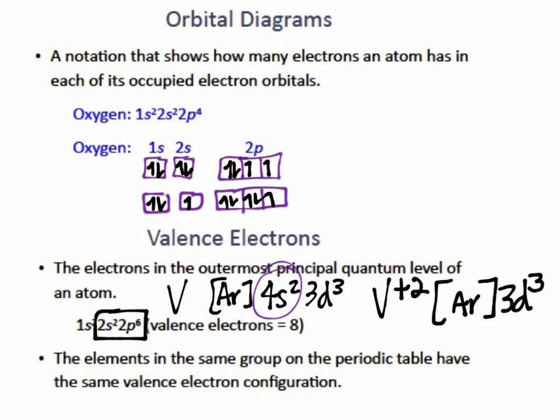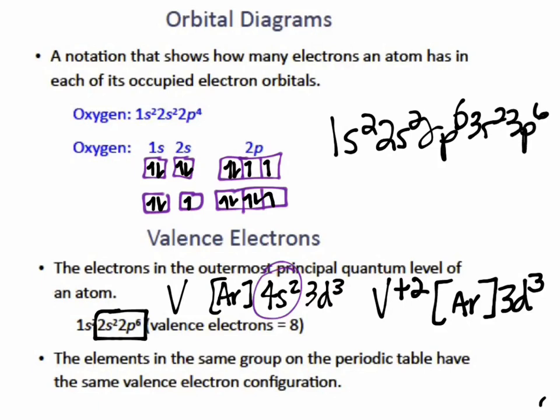It would be like if I were to do 1s2, 2s2, 2p6, 3s2, 3p6, 4s2, 3d10. Then my valence electrons are going to be my last s and then p orbital. So there's my last s. I don't have a p. So I only have 2 valence electrons in that one.